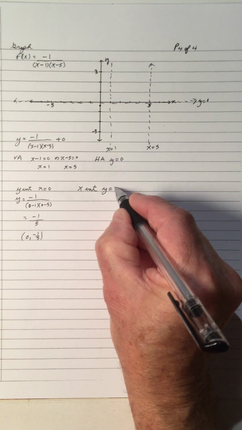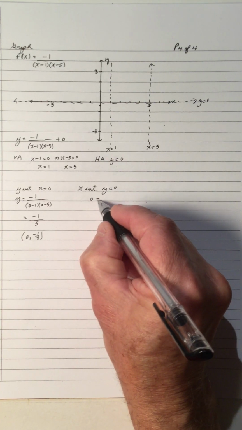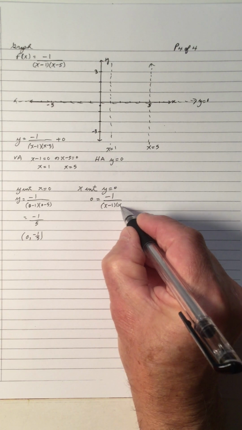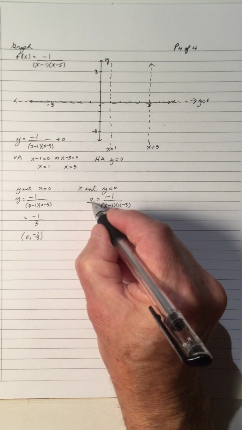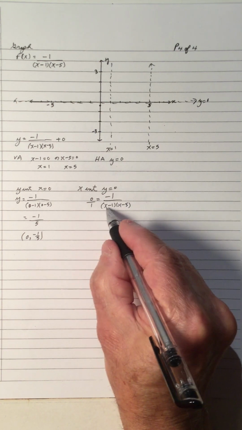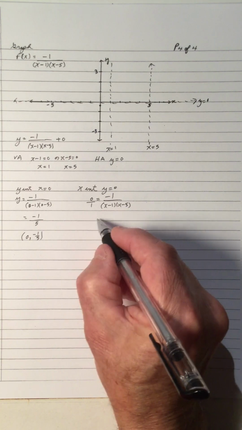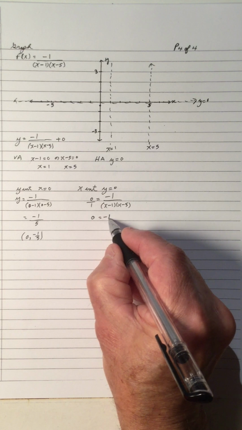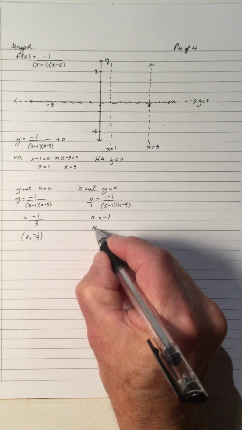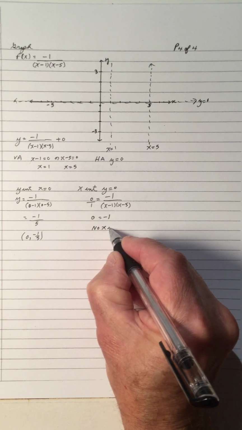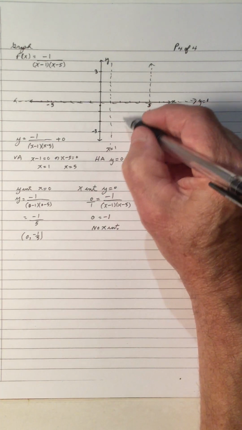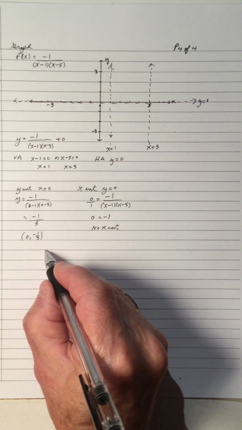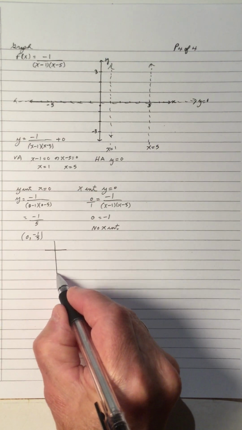Let's see what the x-intercepts are. The x-intercept is when you let y equal 0. So 0 equals negative 1 over x minus 1, x minus 5. Put it over 1 and cross multiply: 0 times this polynomial will give you 0, and 1 times negative 1 will give you negative 1. So 0 cannot equal negative 1. So there's no x-intercepts. This graph will not cut through the x-axis.